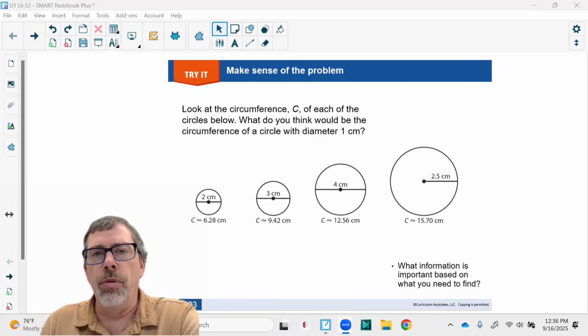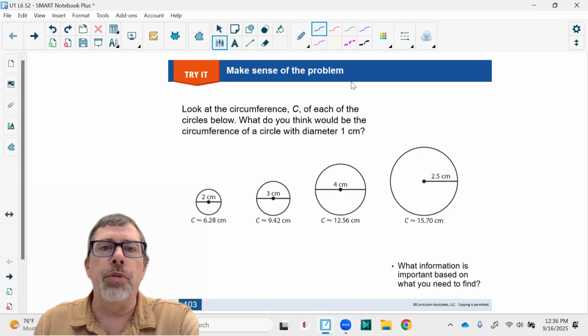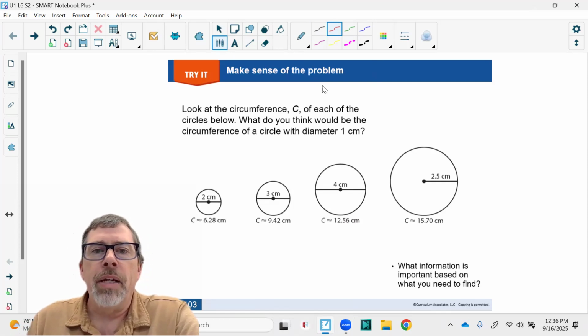This is Unit 1, Lesson 6, Session 2. This is on page 103 in the text. And I just skipped over a couple things. The objectives are the same as Session 1, so I skipped that. And it says here, make sense of the problem.